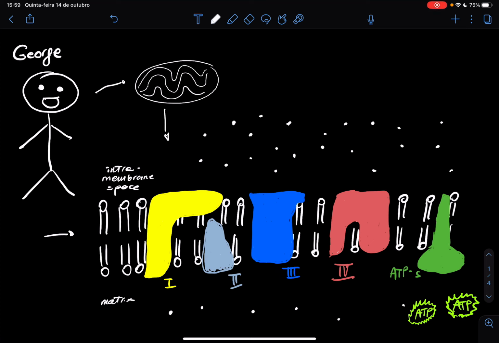We are also observing a strong difference in protons, which are the dots. There are more protons on the outside than on the inside. And why is that? Because ATP synthase needs this difference in concentration to be able to synthesize ATP. And in order to maintain this difference, these four complexes actively work to keep protons on the outside.